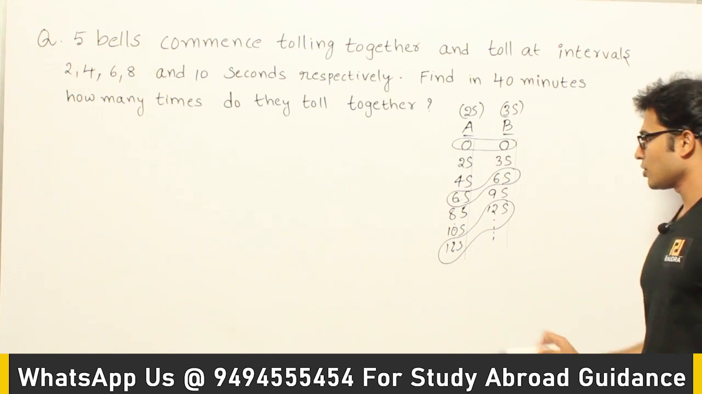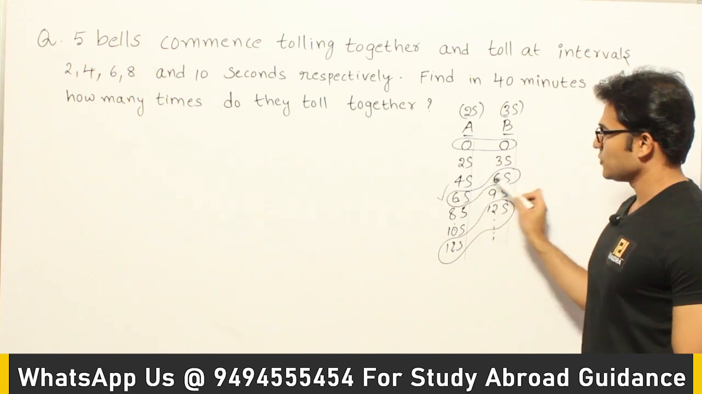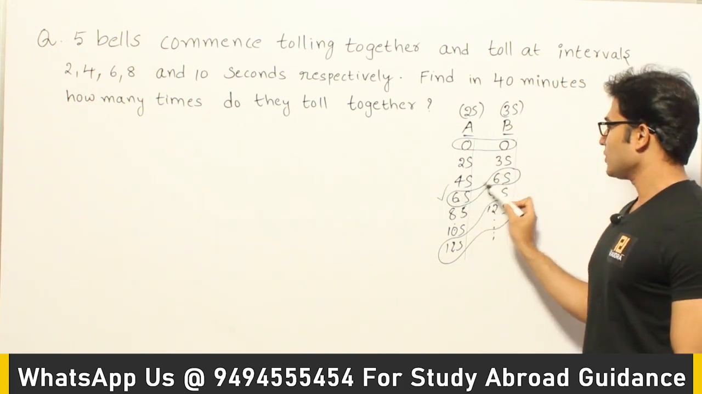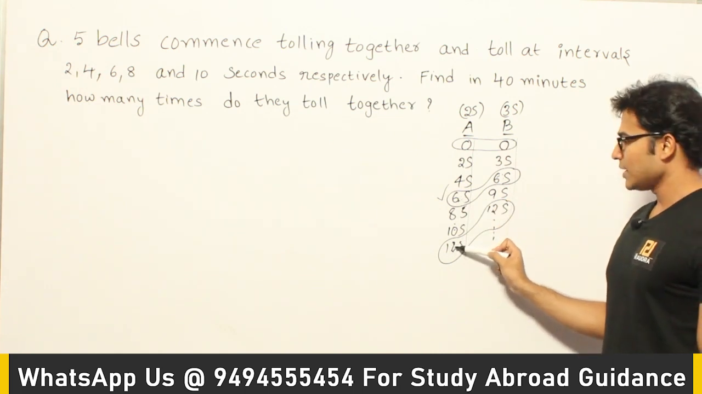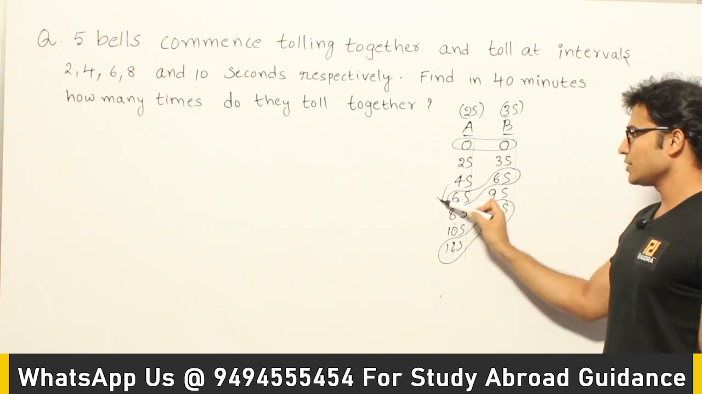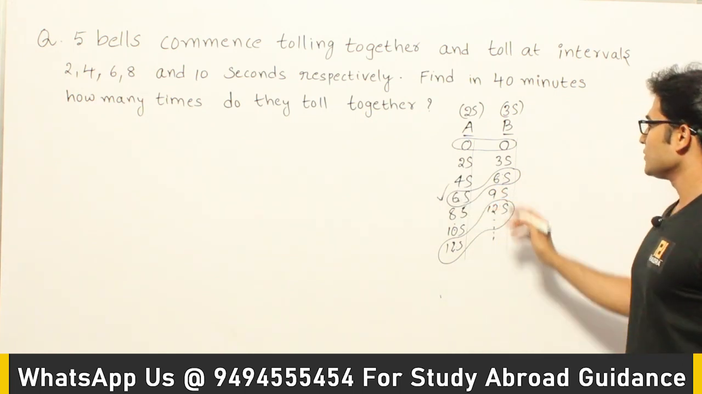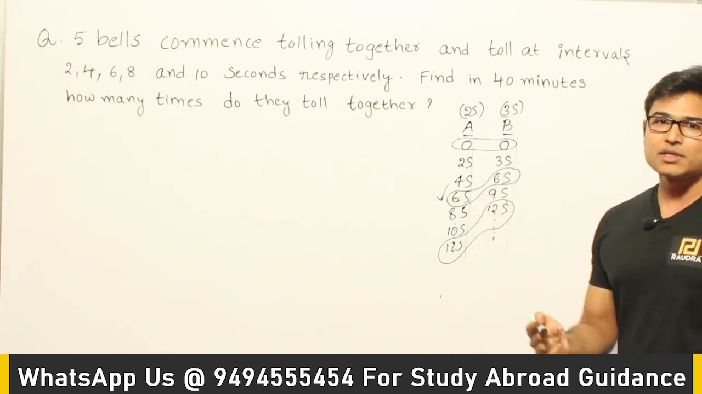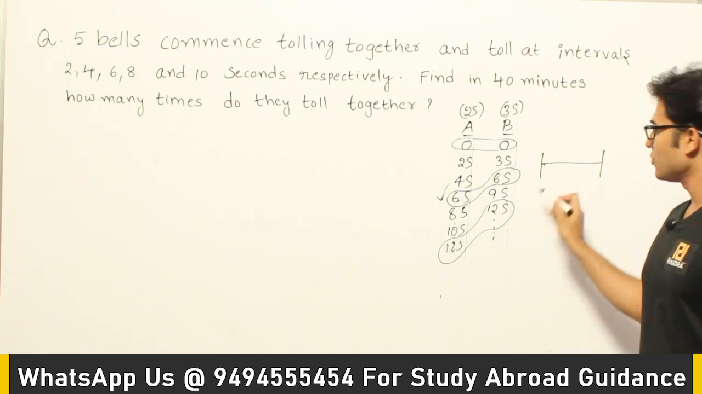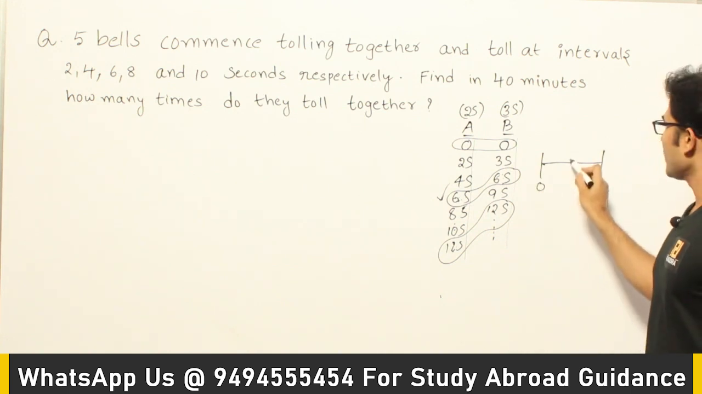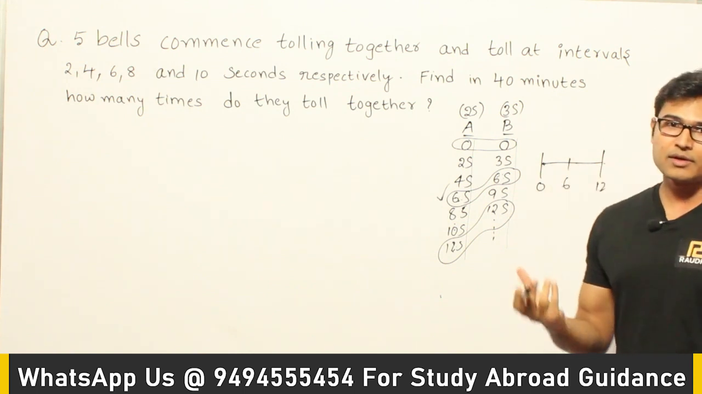Now there is one more interesting property. If the least common multiple happens to be 6, then they ring together at 6 seconds, as well as 6 into 2, 12 seconds, as well as 6 into 3, which means at regular intervals of 6 seconds they are going to ring together. Got it? So in a span of 12 seconds, how many times did they ring together? One at 0, another at 6, and another at exactly 12. Therefore 3 times they rang together.